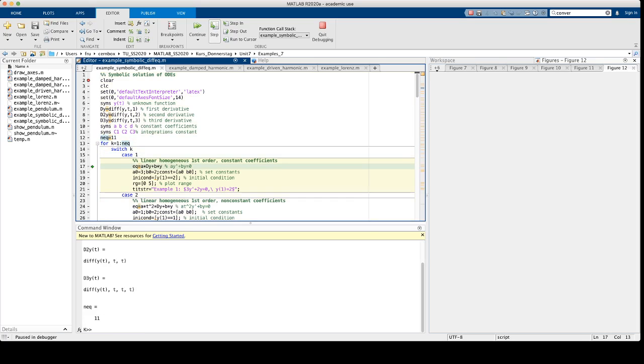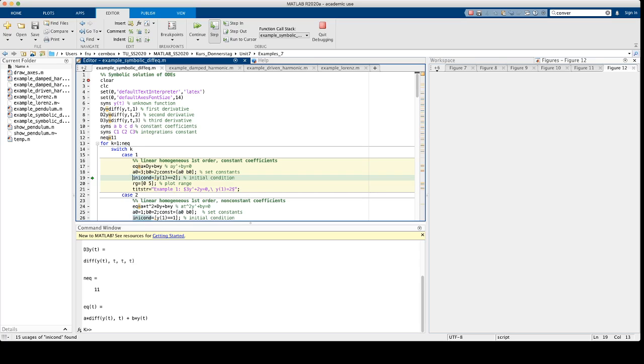The first one is probably the simplest ODE you can imagine. It's linear, homogeneous, of first order with constant coefficients. So it's a y prime plus b y equals 0. We prepare values for the constants a and b, which will be substituted later on. And we have to give an initial condition, which in this case reads y at t equals 1 equals 2.